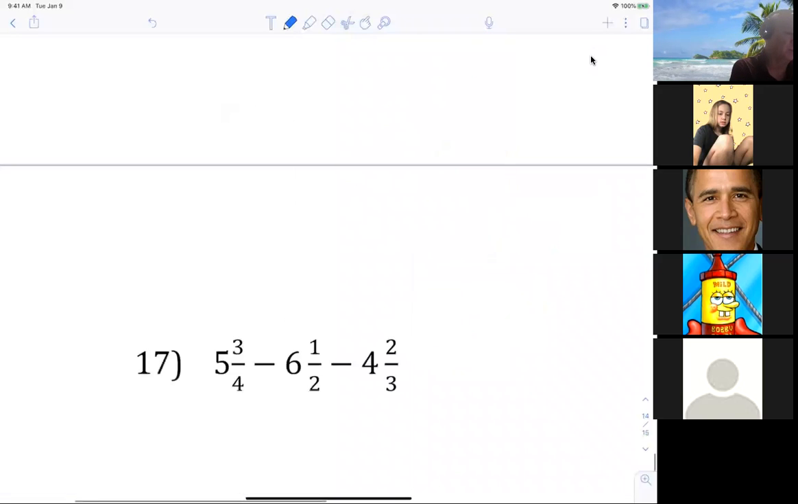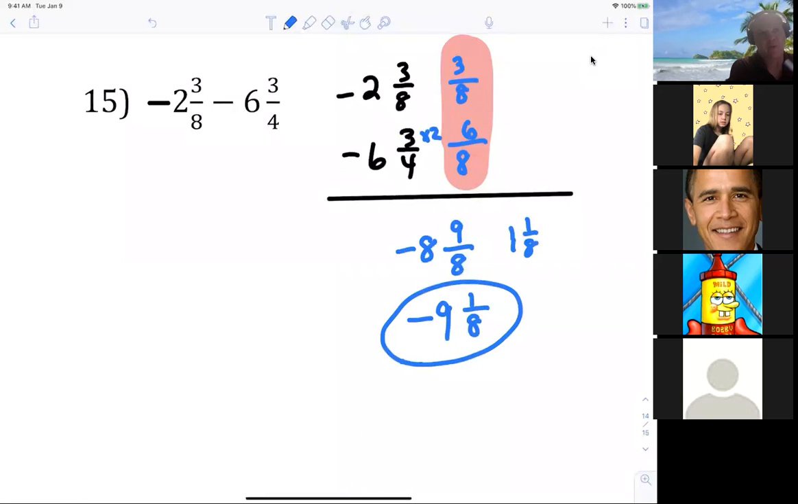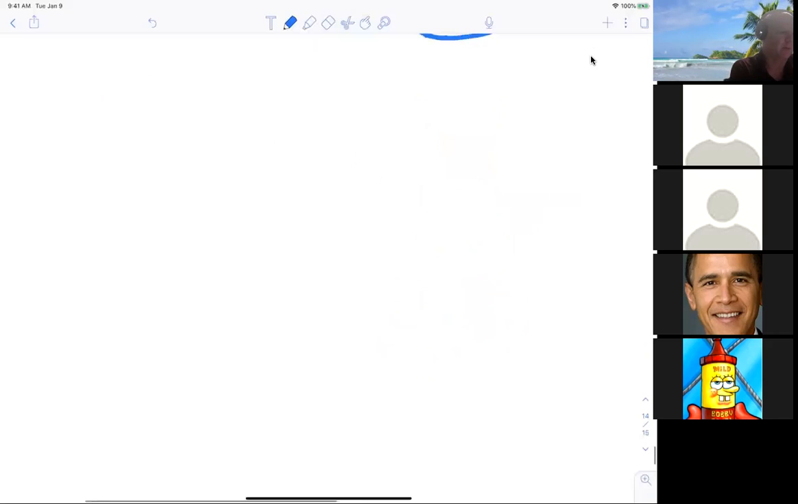Since it's 2 negatives, wouldn't that make it a positive? No, that's when you're multiplying, remember? Okay. Well, it's more like if you owe 2 and you owe 3, you owe 5. Yeah. Right? 2 negatives you add.